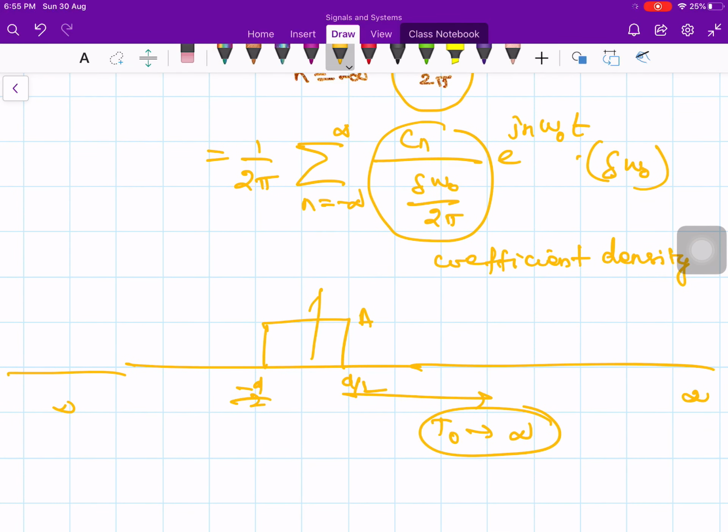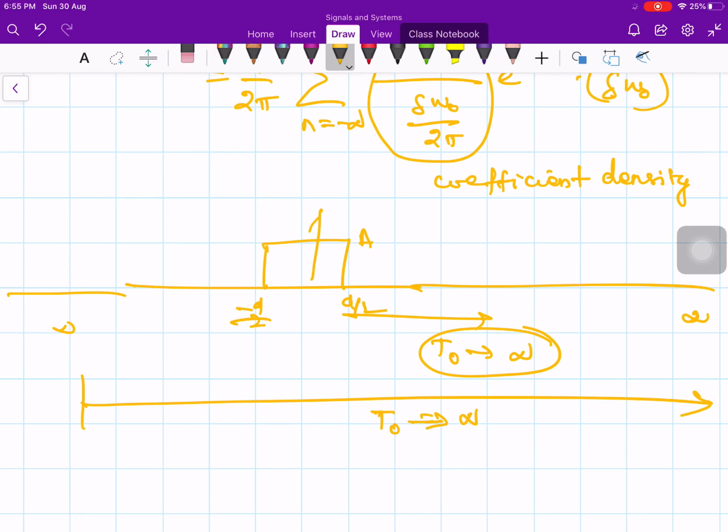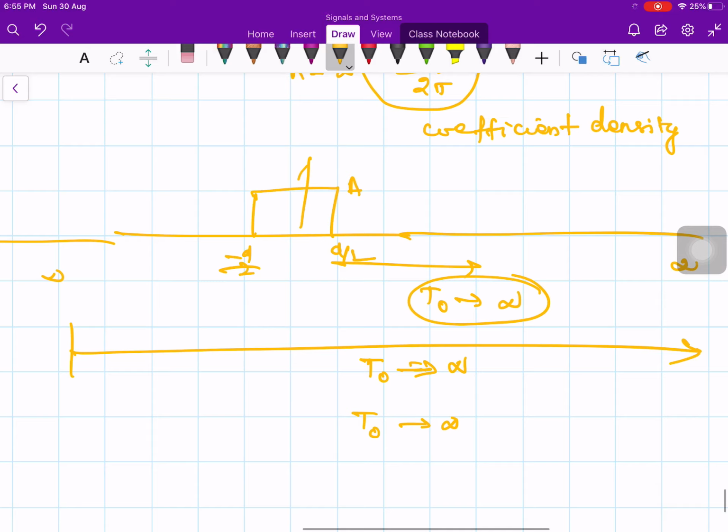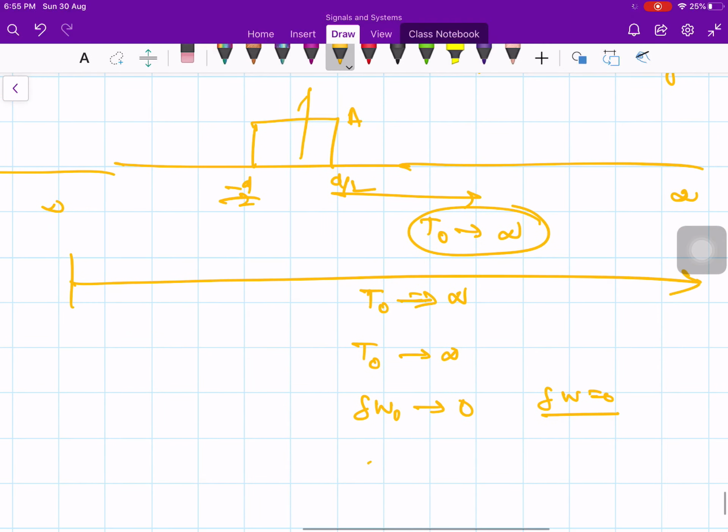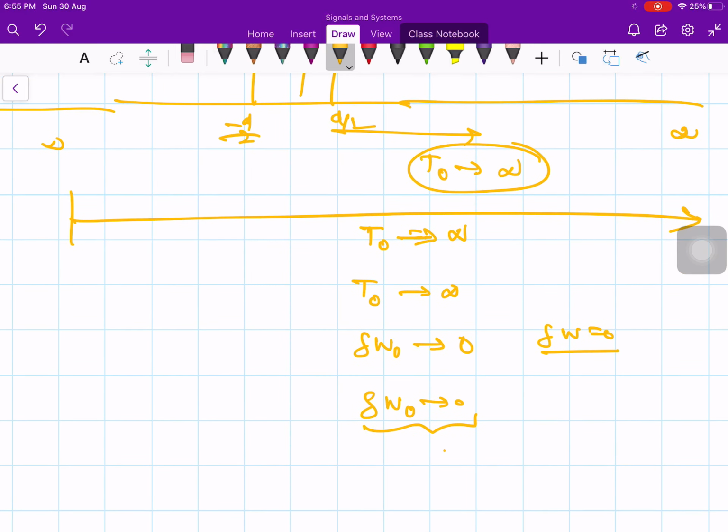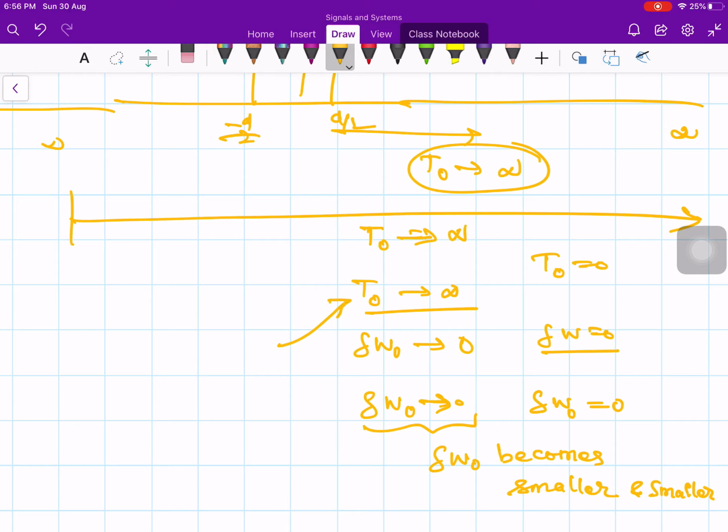When I say T naught goes to infinity, I do not mean it is equal to infinity. The consequence is that delta omega naught goes to 0. That does not mean it is equal to 0; the meaning is different. When I say delta omega naught goes to 0, the physical meaning is that delta omega naught becomes smaller and smaller. There is a huge difference between delta omega naught going to 0 and delta omega naught being equal to 0. Similarly, when T naught goes to infinity, it is becoming larger and larger.